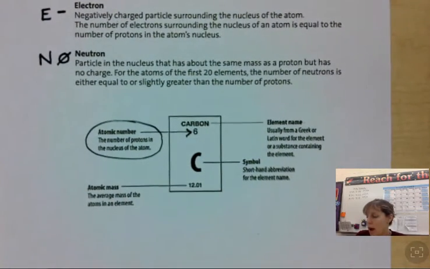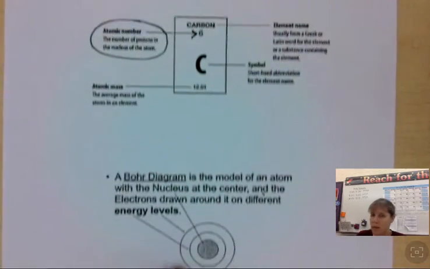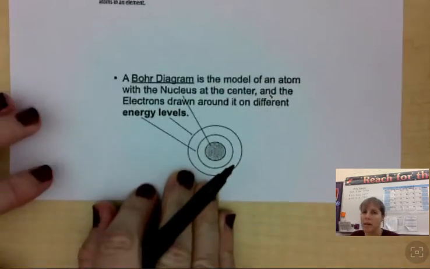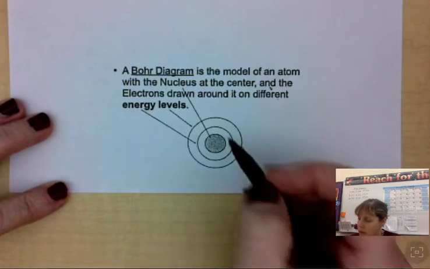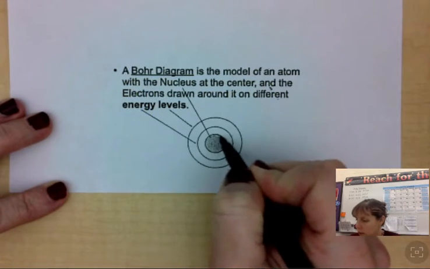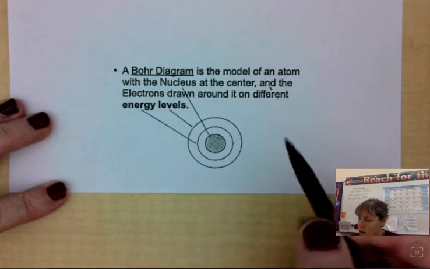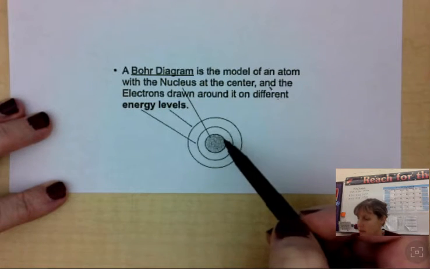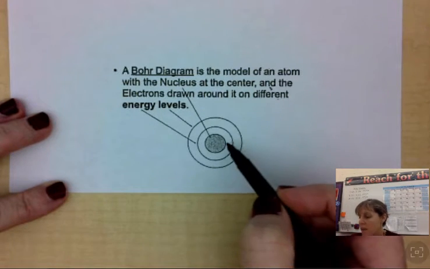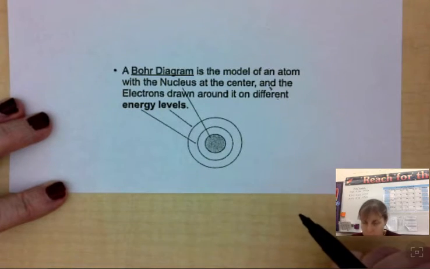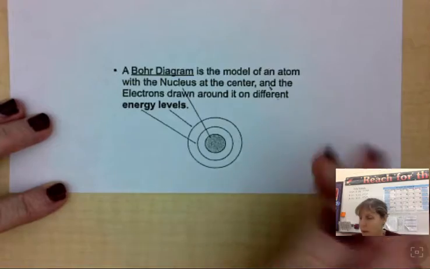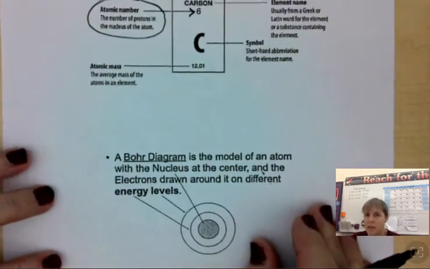We're going to draw atoms using something called a Bohr diagram. This is what a Bohr diagram looks like. A Bohr diagram is the model of an atom with the nucleus at the center. So this is the nucleus, and the electrons are going to be drawn around on different energy levels. So this is an energy level, this is an energy level, this is an energy level. And that might sound confusing, but we'll use carbon to start.